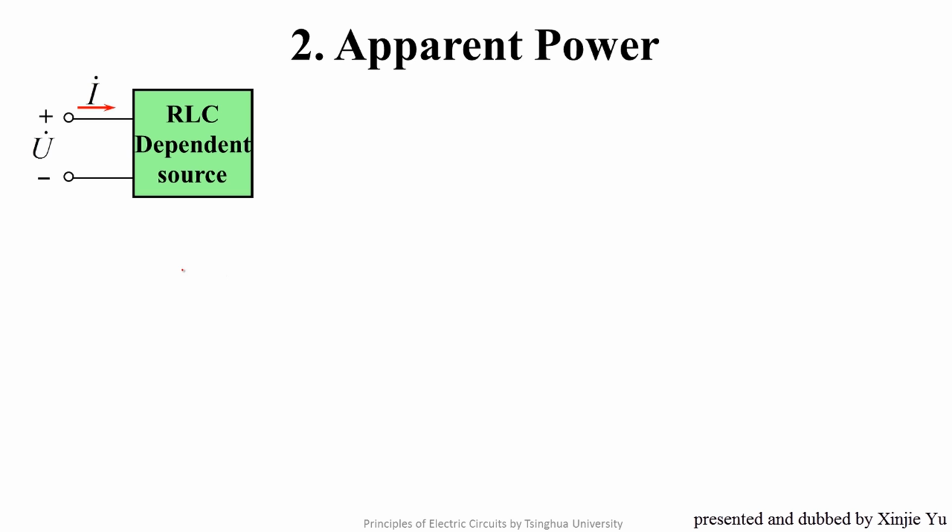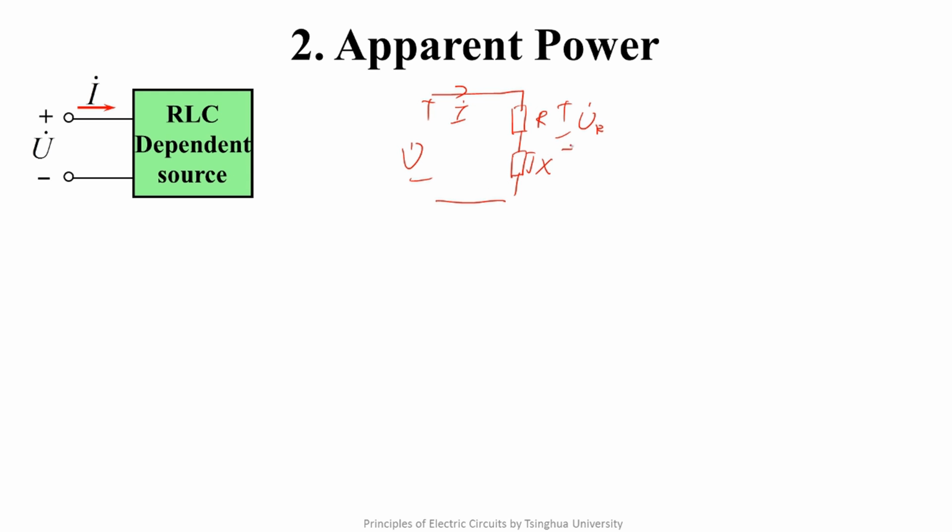Next, we discuss the apparent power. For such a one-port network containing RLC and dependent sources, we can use a serial connection of a resistance and a reactance to represent it. That is, for such a circuit, we have the impedance triangle, where phi is the impedance angle.